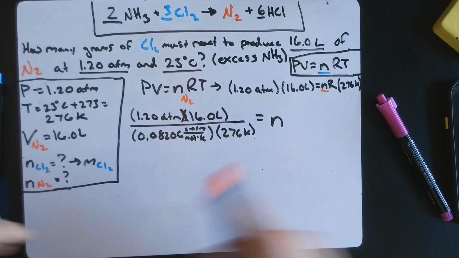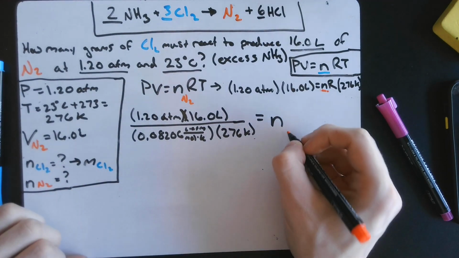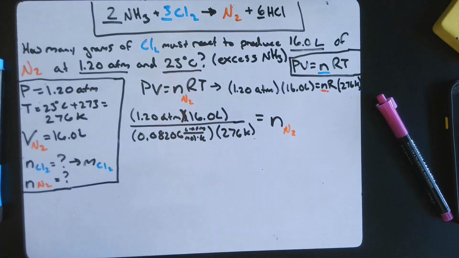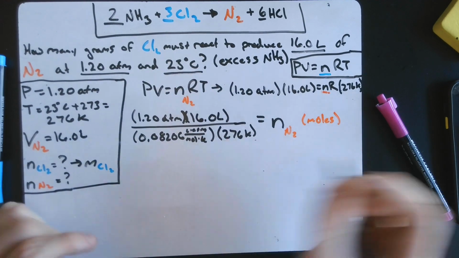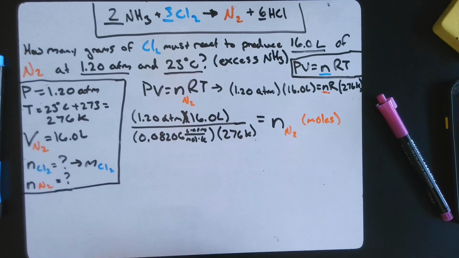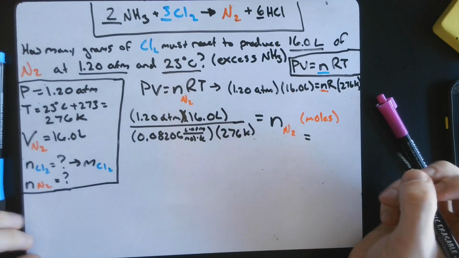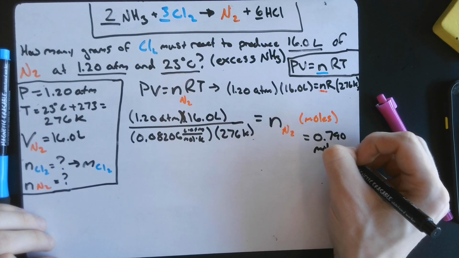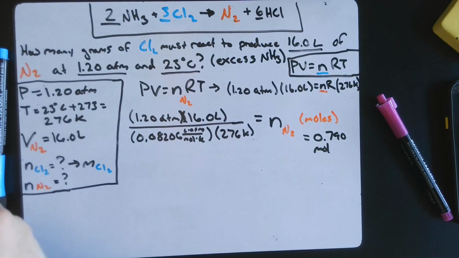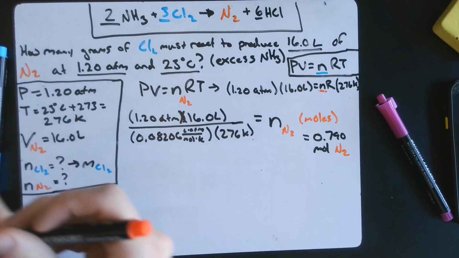of nitrogen. This is what we want. It'll be eventually in moles. Okay? And if you do all of this math, which, just to save time, I'm not going to plug into my calculator right now, but if you do all this math, you should get a value of 0.790 moles of N2. But we're not done.